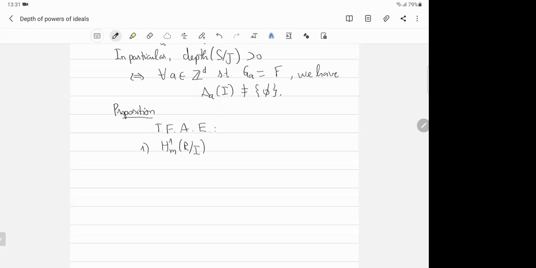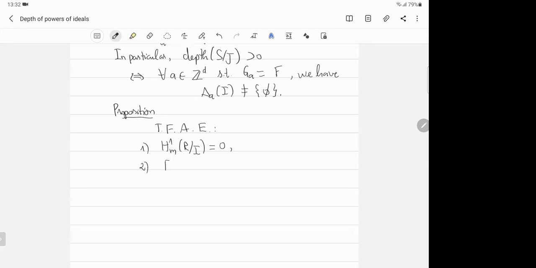We are interested in depth at least 2. If depth is at least 2, then the first local cohomology will be 0, right? So that's why we are interested in this condition. And this is equivalent to the following condition.